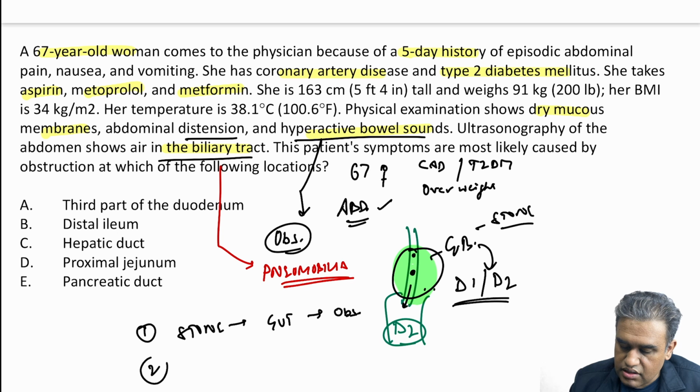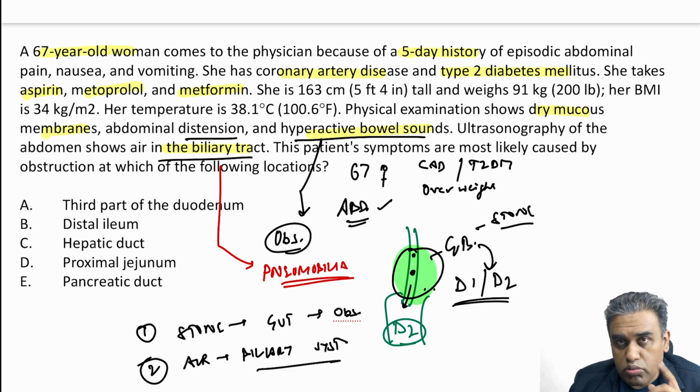The second thing: when there is a continuous channel between the gallbladder and the gut, and the gut has air, as we all know, air could have entered into the biliary system, showing us the pneumobilia, air in the biliary tract. So this is the only possible explanation right now. Okay, so now, where is the obstruction?